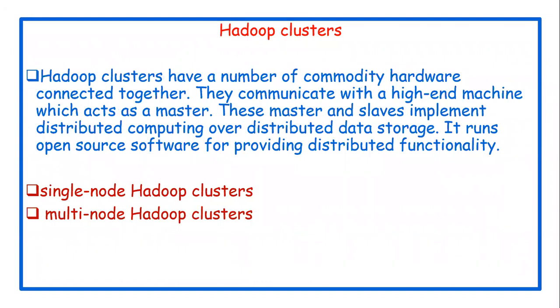Next one is Hadoop clusters. Now we are going to start the real topic, the Hadoop cluster. You know the cluster: a cluster means a group of similar objects. In this environment, all the data nodes and all the commodity hardware devices form a cluster. So Hadoop clusters have a number of commodity hardware machines connected together, and they communicate with very high-end machines, and those machines act as master and slave.